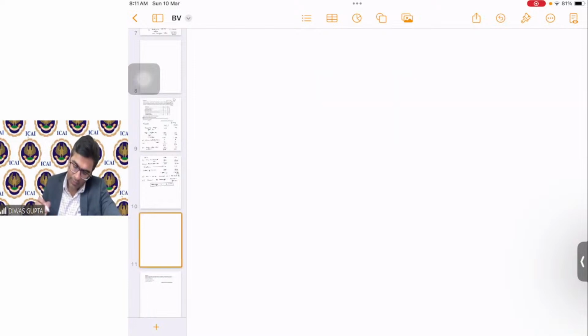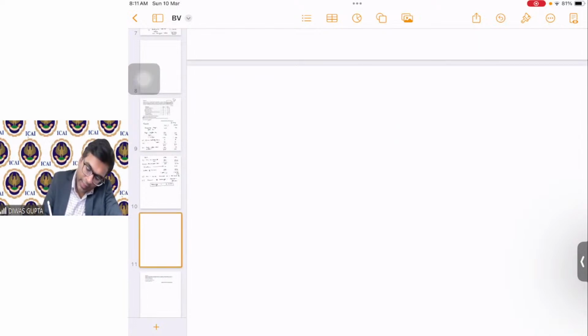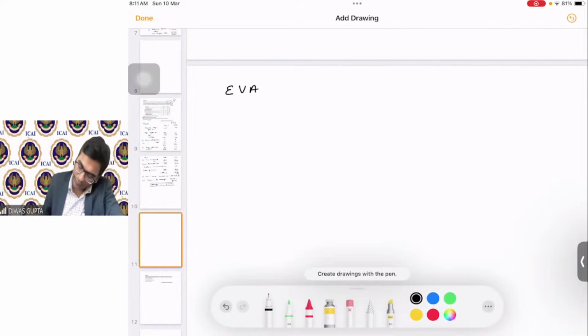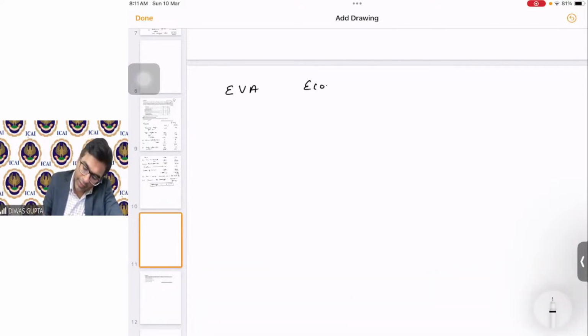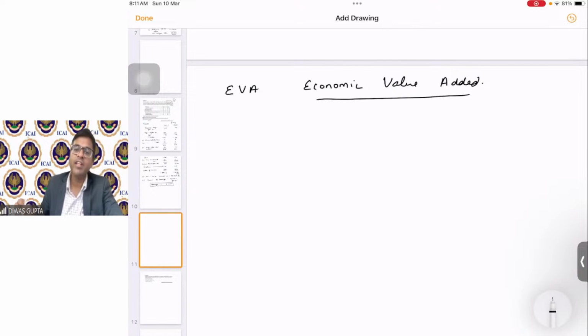So students, before this, we need to understand the concept of EVA, which is called economic value added. This is a very, very important topic, students. Practically, this is used for a lot of things. Now, what is EVA, students? EVA has a very simple formula and a very simple application. Let me take you through what EVA exactly is.